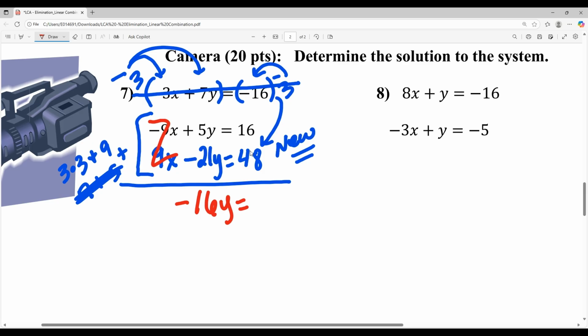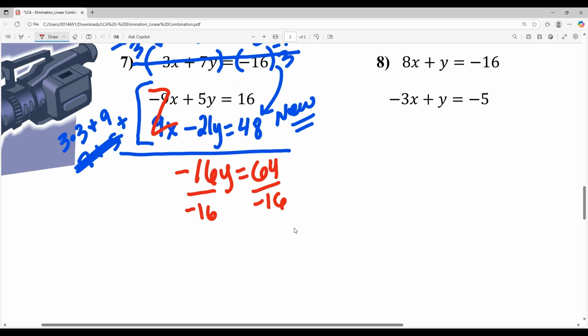That's going to give me, what is it? Positive 16, positive 48. What's 48 plus 16? Yeah, we're combining 16 and 48. We're not there yet. We're combining 48 and 16 because we're adding straight down first. 64. Now we can divide by negative 16. So 64 divided by negative 16 is going to give me y equals negative 4. Any questions?